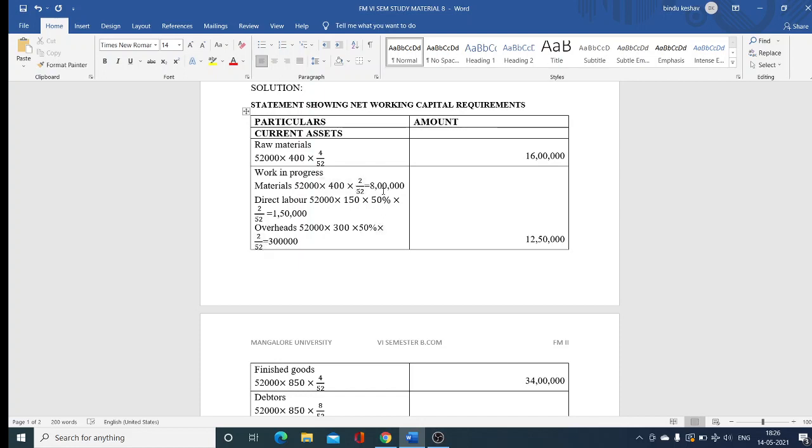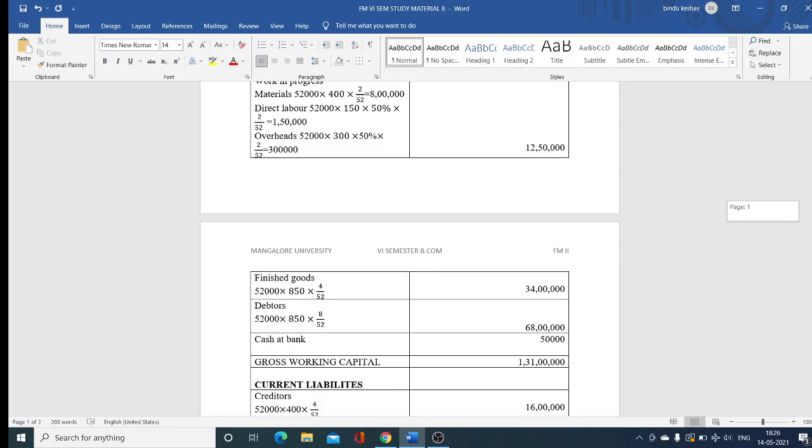So we add all these items, 8 lakhs plus 1,50,000 plus 3 lakh. So it is 12,50,000. So in case of work in progress, we assume that the full materials are used and the other expenses, that is direct labor and overheads, are only 50%.